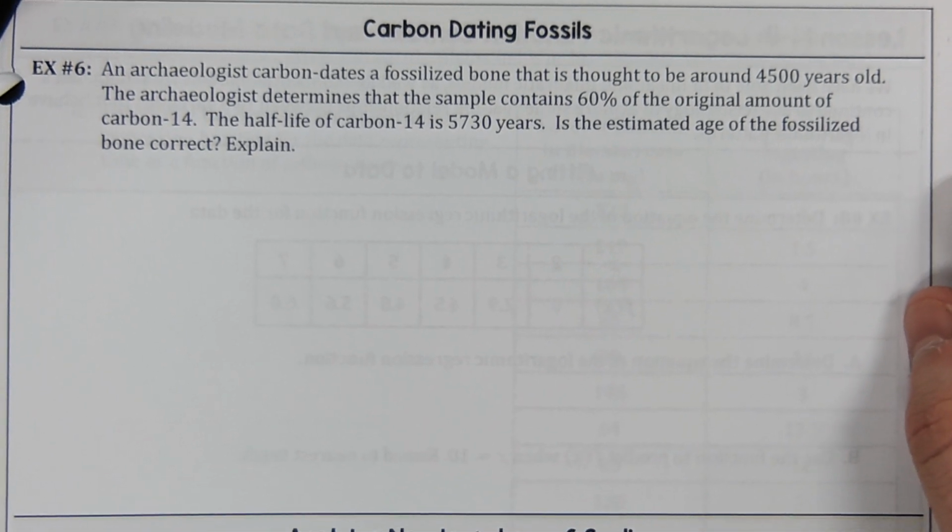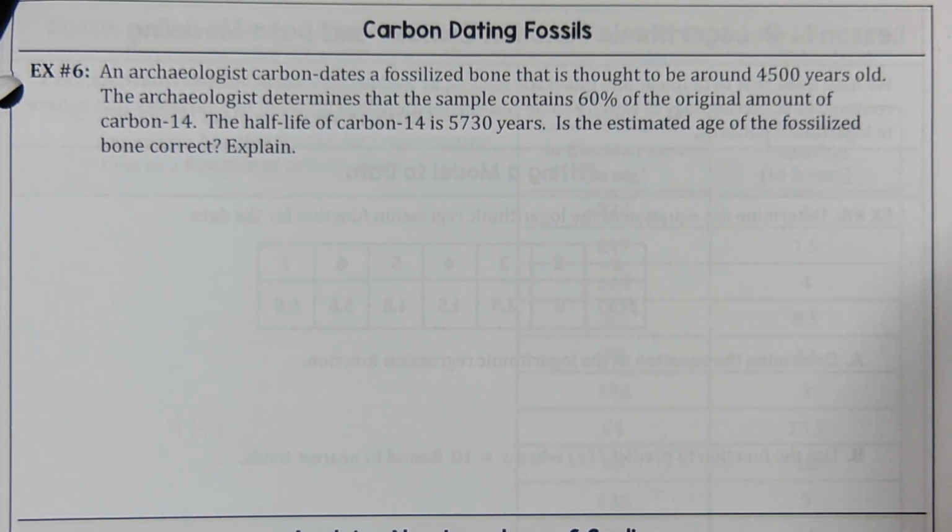No clue. No idea. An archaeologist carbon dates a fossilized bone that is thought to be around 4,500 years old. The archaeologist determines that the sample contains 60% of the original amount of carbon-14. The half-life of carbon-14 is 5,730 years. We want to know, is this a good estimate of its age?